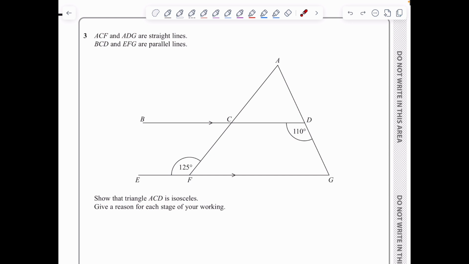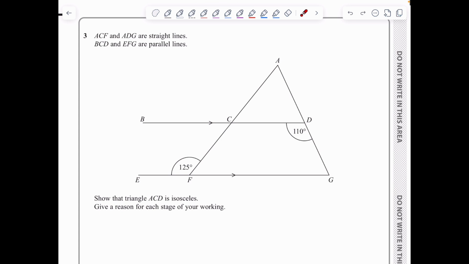In question 3, we are told that ACF and ADG are straight lines, then BCD and EFG are parallel lines, and we need to show that triangle ACD here is isosceles, giving a reason for each stage of our working. Well, actually, we need to construct the proof here. That's why we need the reasons.